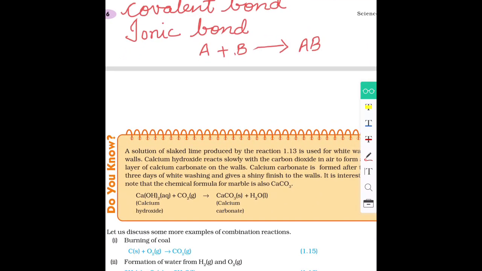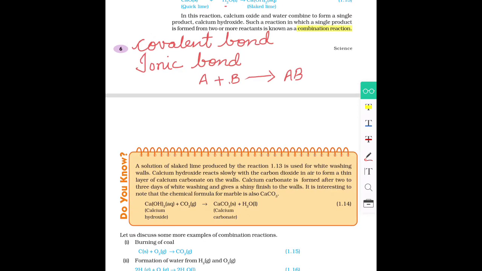A solution of slaked lime produced by the reaction 1.13 is used for whitewashing walls. Calcium hydroxide reacts slowly with the carbon dioxide in air to form a thin layer of calcium carbonate on the walls. Calcium carbonate is formed after 2 or 3 days of whitewashing and gives a shiny finish to the wall. It is interesting to note that the chemical formula for marble is also CaCO3, that is calcium carbonate. So Ca(OH)2 aqueous plus CO2 aqueous gives CaCO3, calcium carbonate, plus H2O. This is also a kind of reaction about which we will study further in the chapter.